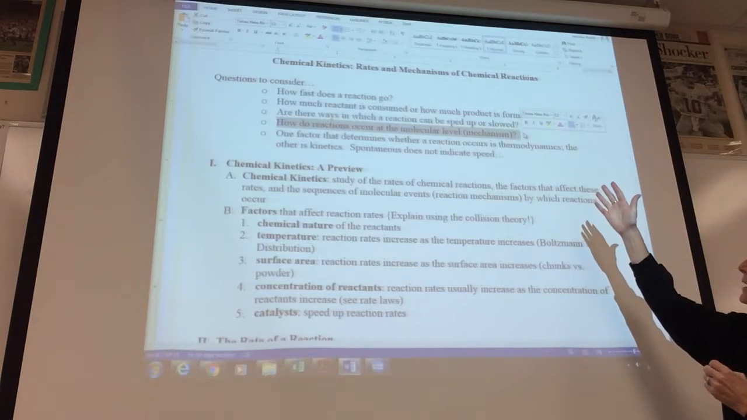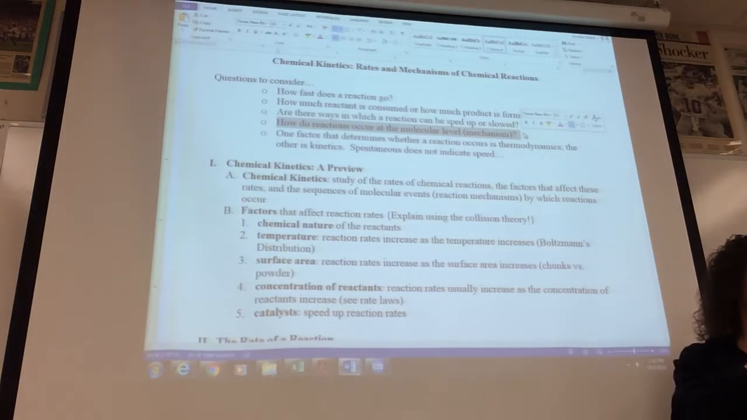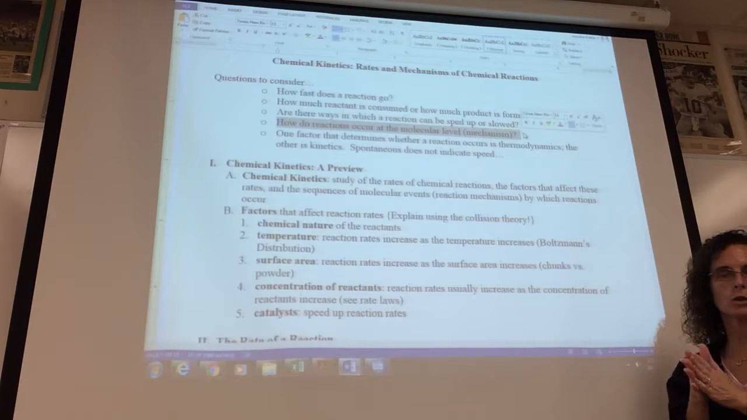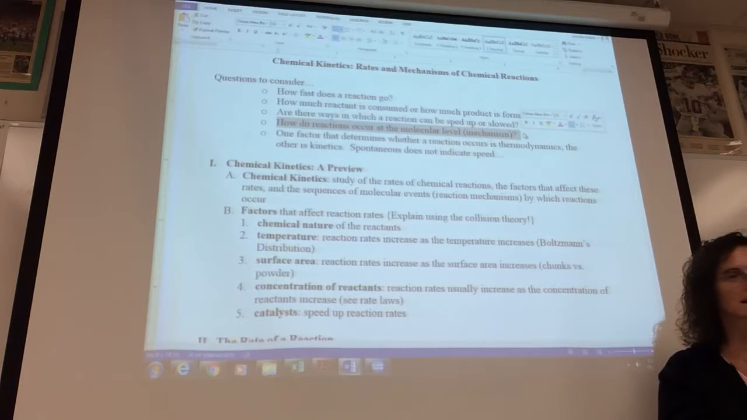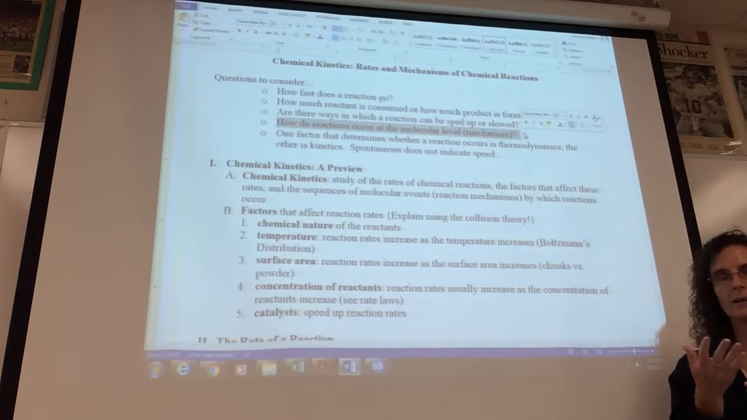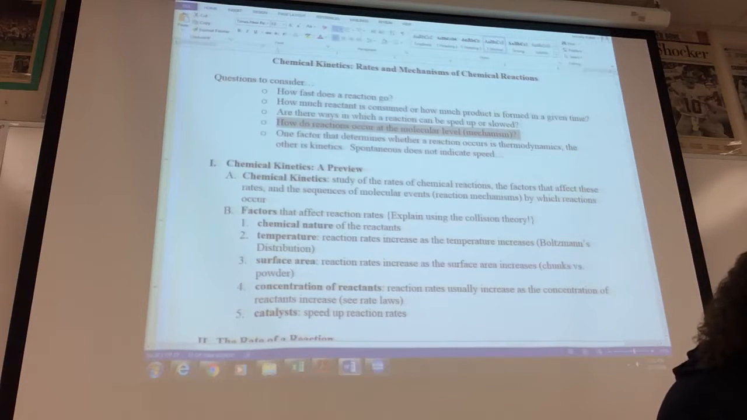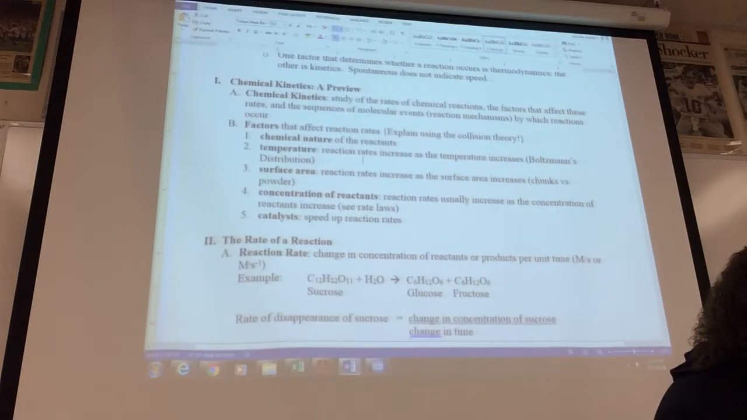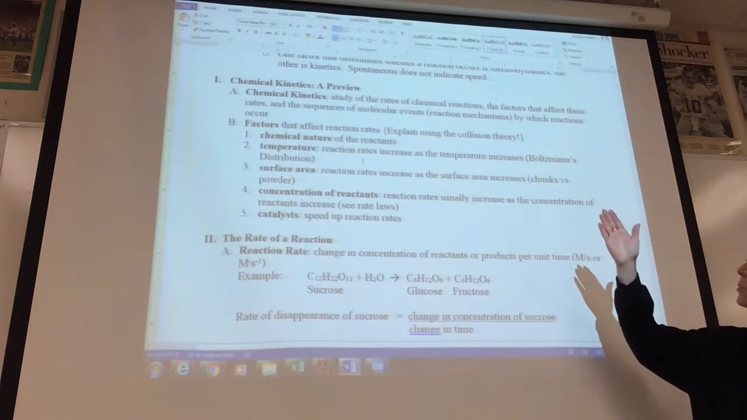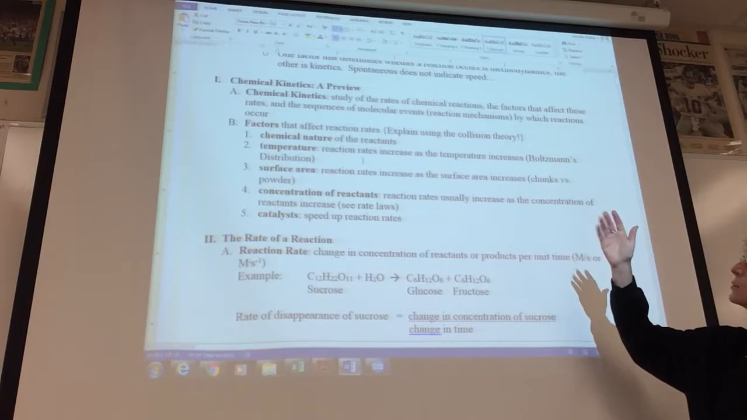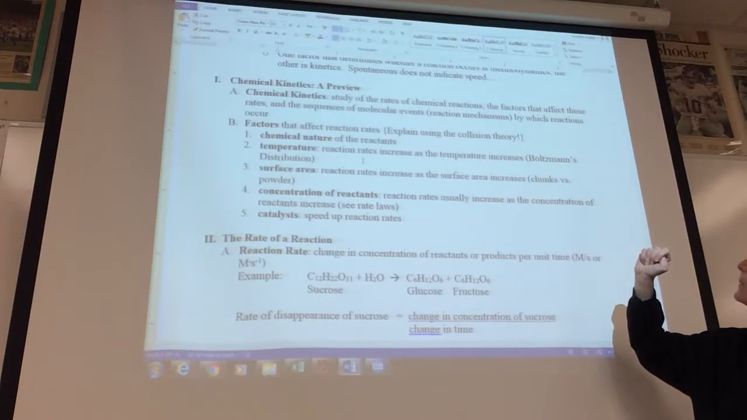So how fast a reaction goes is not the only criterion in terms of whether the reaction will go. The other factor is thermodynamics. Is it thermodynamically favorable? We'll talk about that much more in the third nine weeks. Those of you in or having taken AP Bio would have learned about spontaneity or exergonic type reactions. Again, kinetics is the study of reaction rates and the factors that affect them. We'll also be looking at the sequence of molecular events, that is, the reaction mechanism.